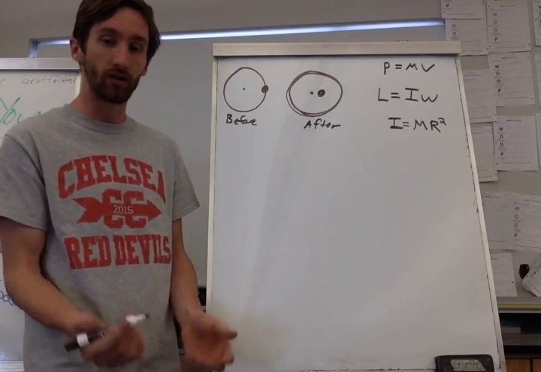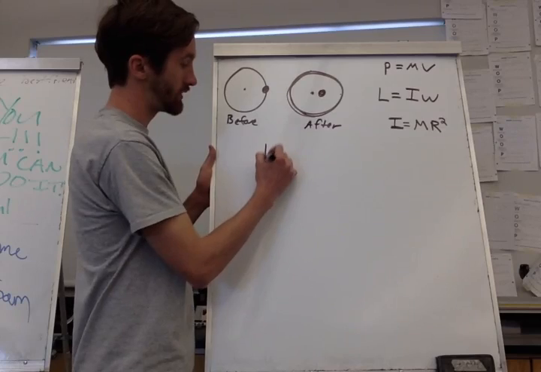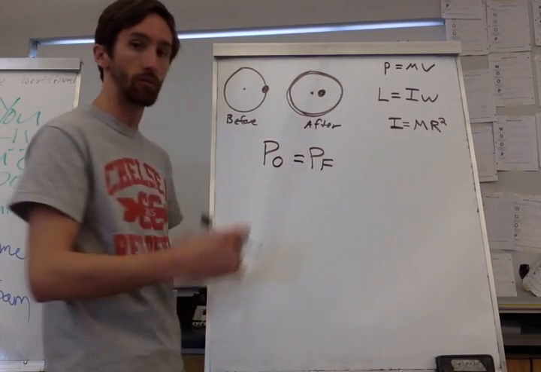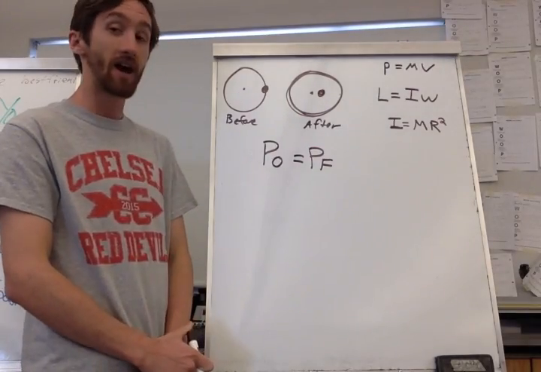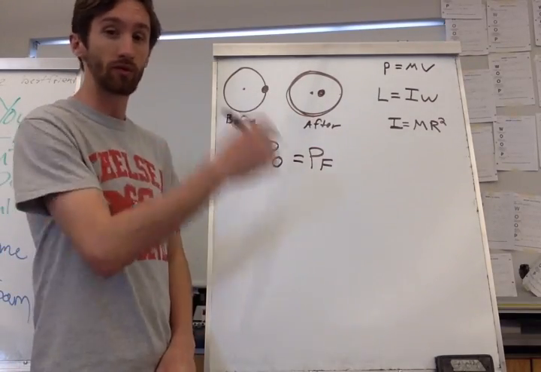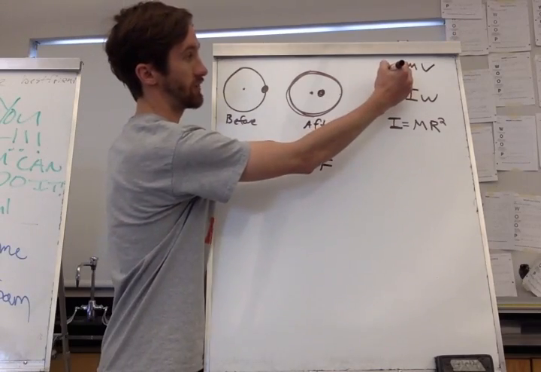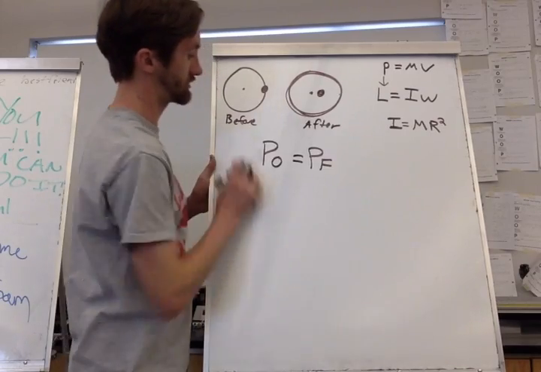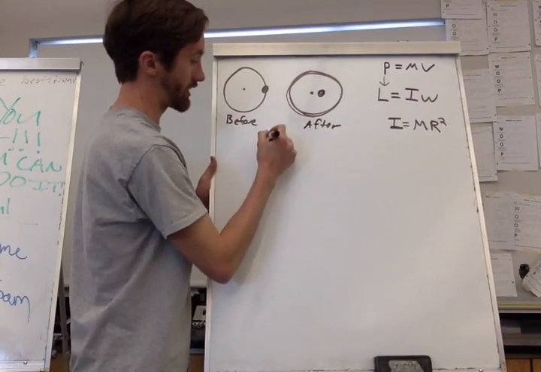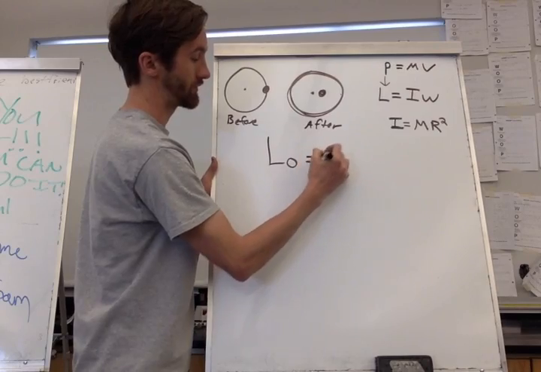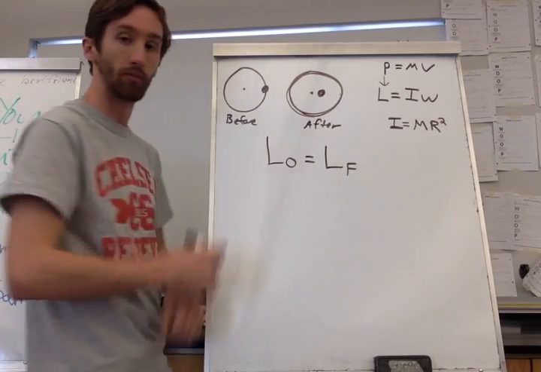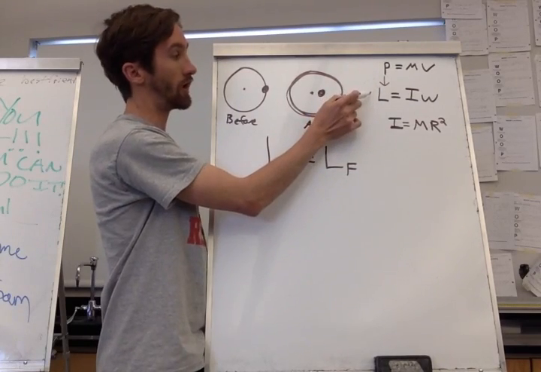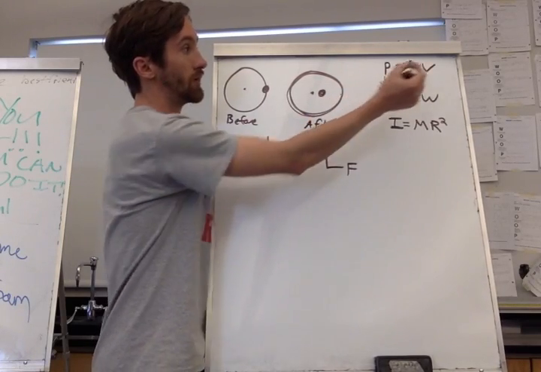And what we might have done when things were moving in a straight line is said momentum before is equal to momentum after. But now we are rotating. We're moving in a circle. So instead of momentum in a straight line, we're going to use angular momentum. So our straight line momentum is P, our angular momentum is L.